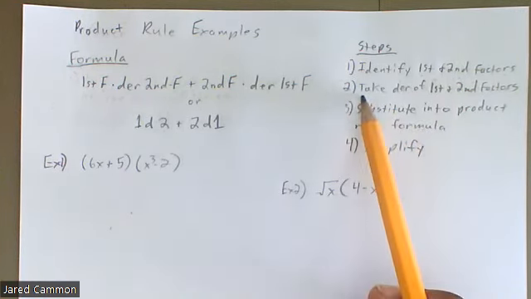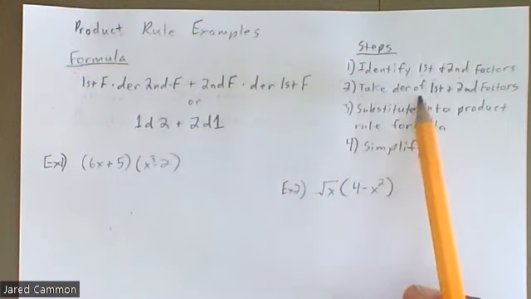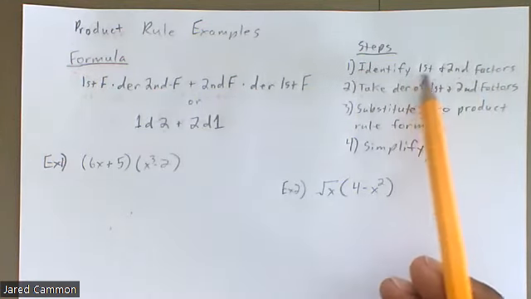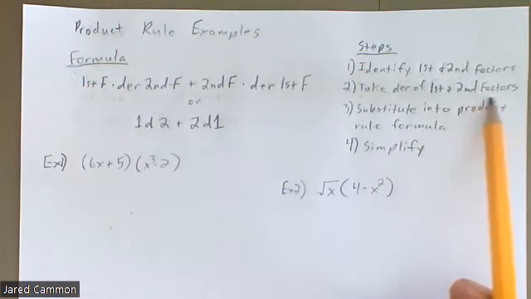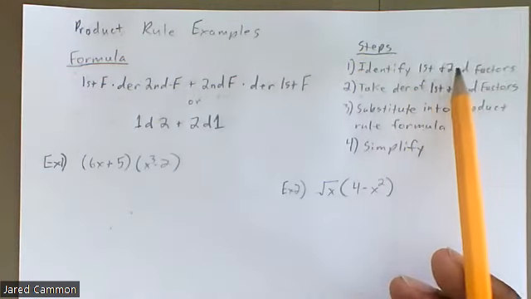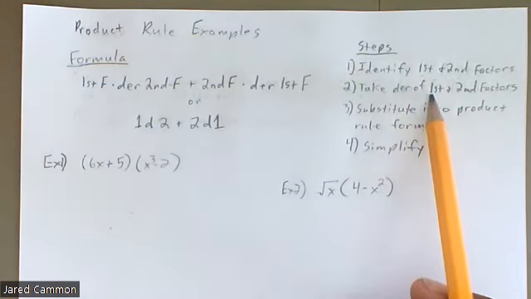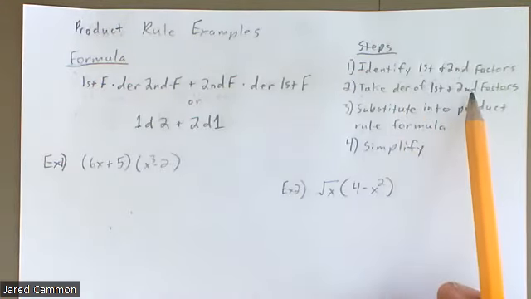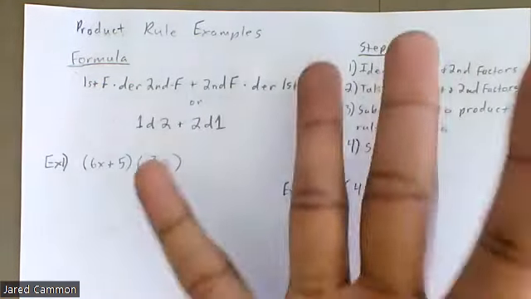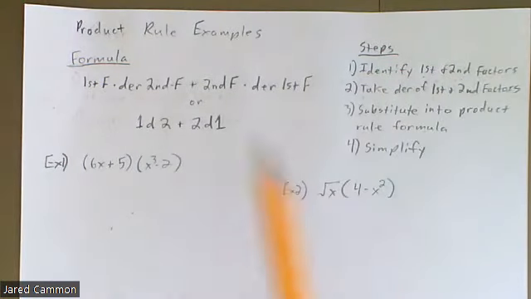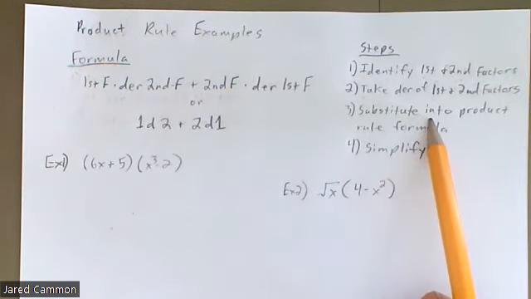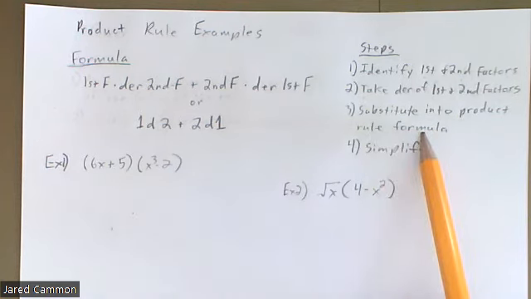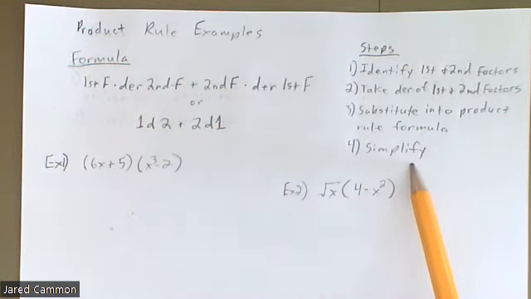Whoops, skip one. The second step is we're going to take the derivative of the first and second factor. So once we identify the first and second factors, we use the power rule to take the derivative of the first and second factors. Then we have a first factor, a second factor, and the derivative of a first factor, and the derivative of a second factor. Once you have those four things, then you have everything you need to complete your product rule formula. After you do that, you want to substitute those things into the product rule formula. And then from there, you simply simplify.